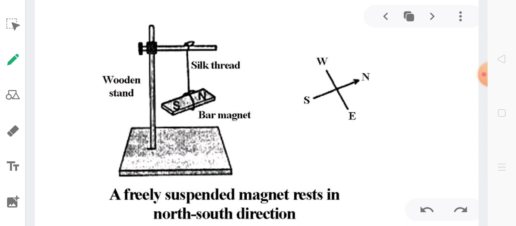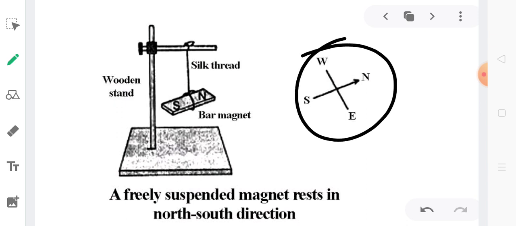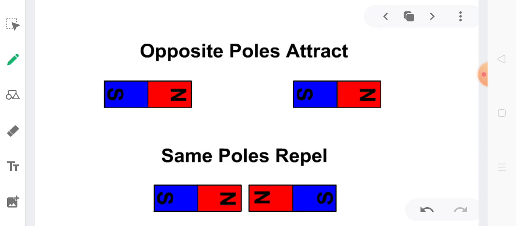Again, one question I would like to answer at this point that you might think about: why does the magnet align itself in the geographical north-south direction? We have four cardinal directions, isn't it? So it could have very easily aligned itself along the east-west direction also. Why only north-south? For this, you need to understand this property. Opposite poles attract and same poles repel.